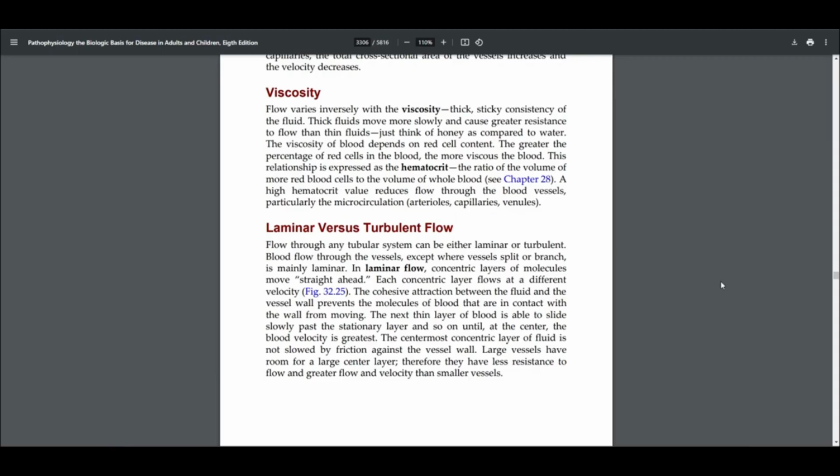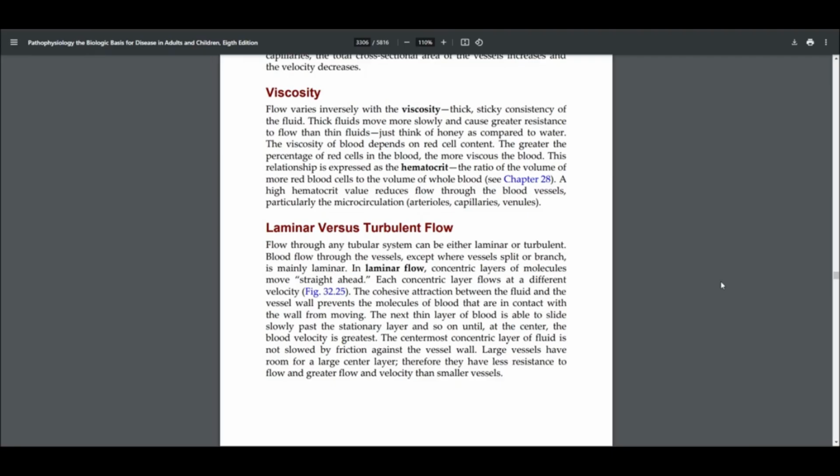Laminar versus turbulent flow. Flow through the tubular system can be either laminar or turbulent. Blood flow through the vessels, except where vessels split or branch, is mainly laminar. In laminar flow, concentric layers of molecules move straight ahead. Each concentric layer flows at a different velocity.